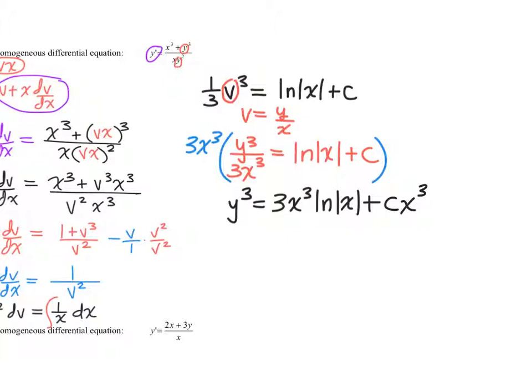Now, at this point, we have x everywhere. This doesn't look like a conic section. It doesn't look like anything that has a particular standard form that I'm familiar with. So the best that we can do is take the cube root of both sides and call it a day. All right, so y equals the cube root of 3x cubed ln of x plus cx cubed.